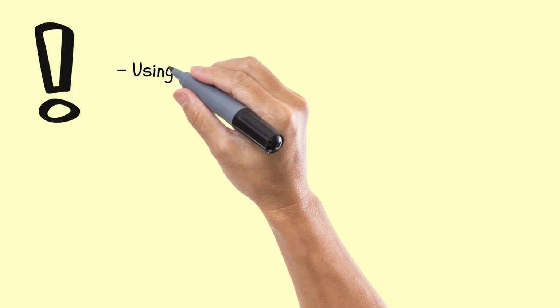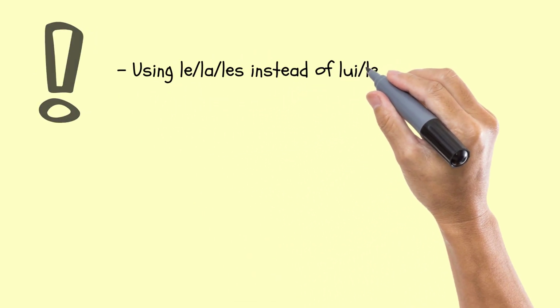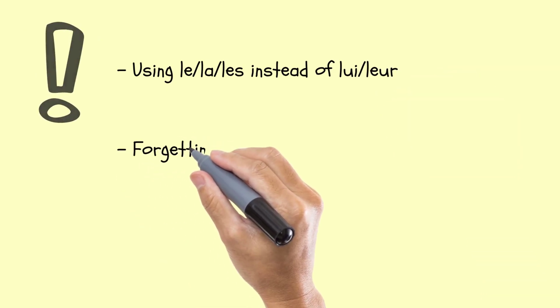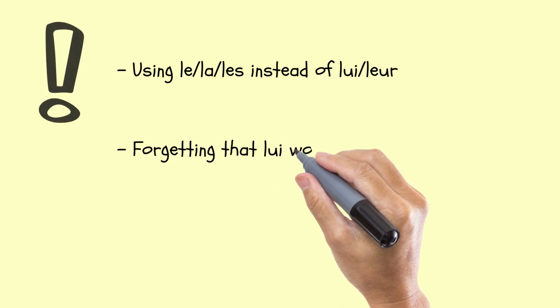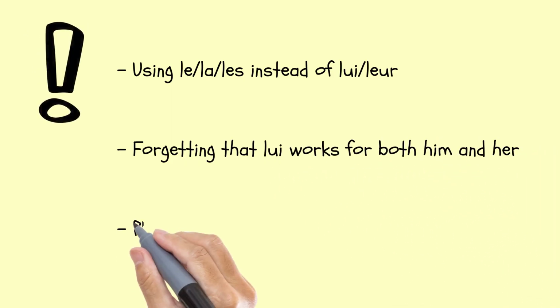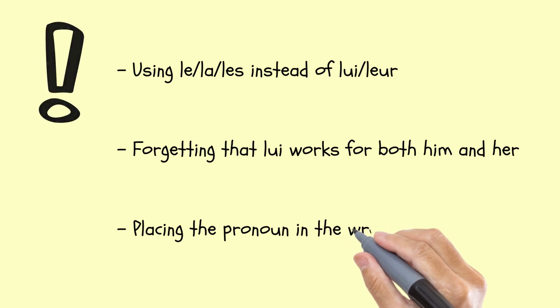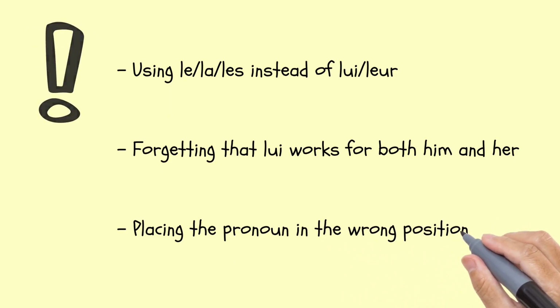Here are a few common mistakes that students make or can get confused with when doing indirect object pronouns. First one is using le, la, les instead of lui and leur. Second one is forgetting that lui works for both to him and to her. And the third one is placing the pronoun in the wrong position in the sentence.